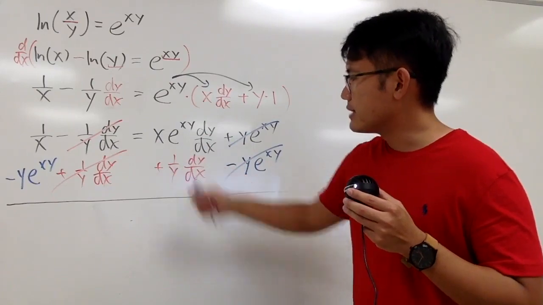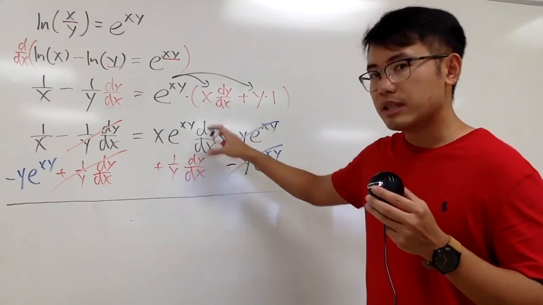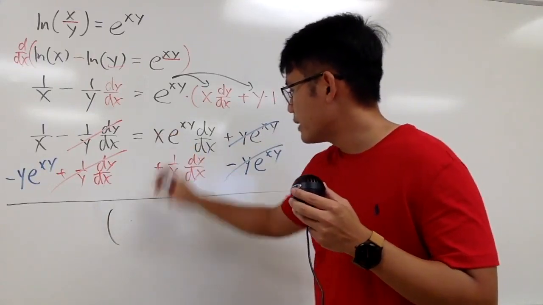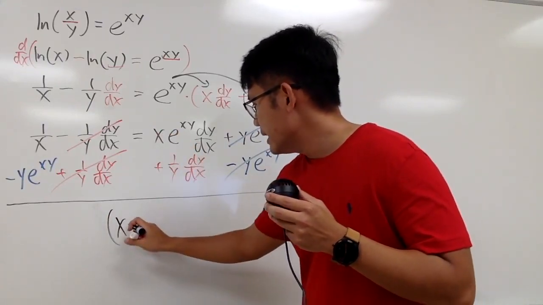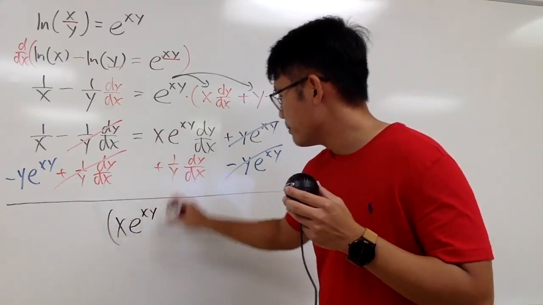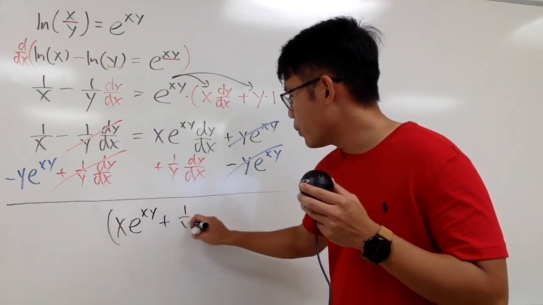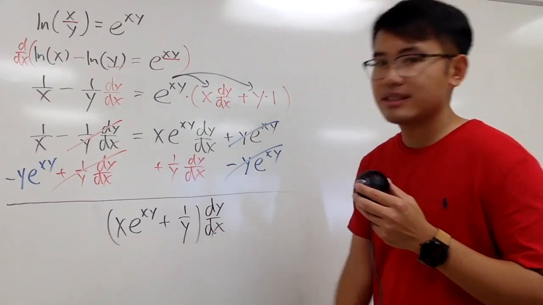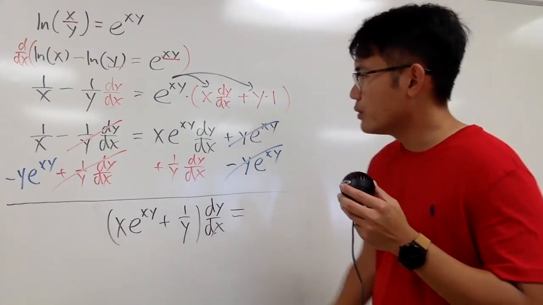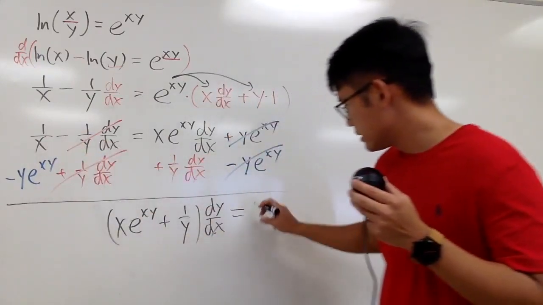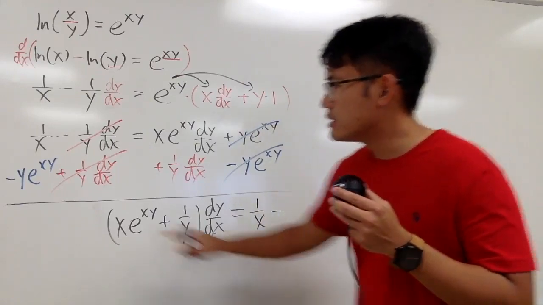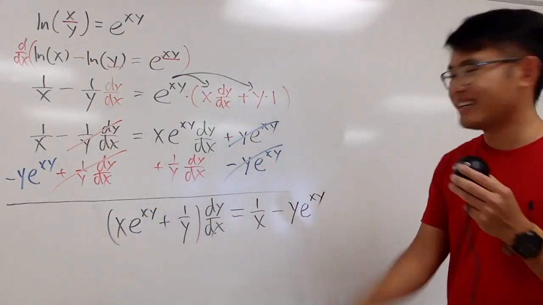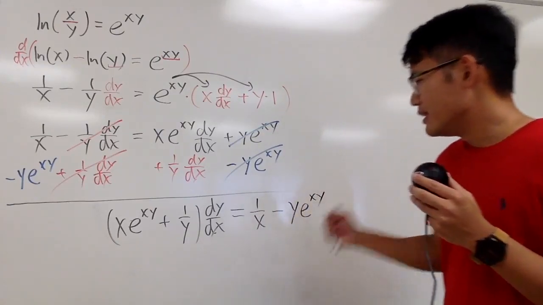Okay, now let me actually write down this part first on the left-hand side. When I have this plus that, I will factor out the dy dx and put it at the end of the parentheses. So I will write down x e to the xy plus 1 over y, and then we have the dy dx. And this will be equal to 1 over x minus y e to the xy, like that. So this is what we have.